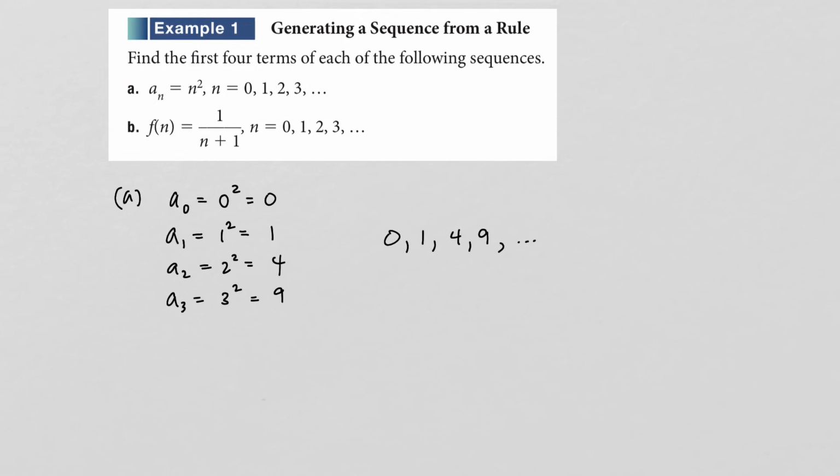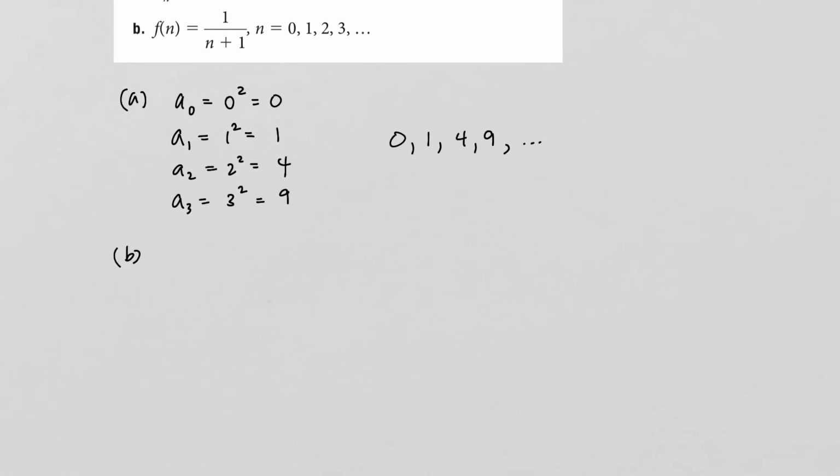For the second example, they give us the formula a little bit differently. Instead of saying a_n, they write f of n. That's just notation. It's not really that important. But in this case, f of n is 1 over n plus 1. So again, to find the first four terms of the sequence, I'm going to plug in the numbers 0, 1, 2, and 3 into the formula.